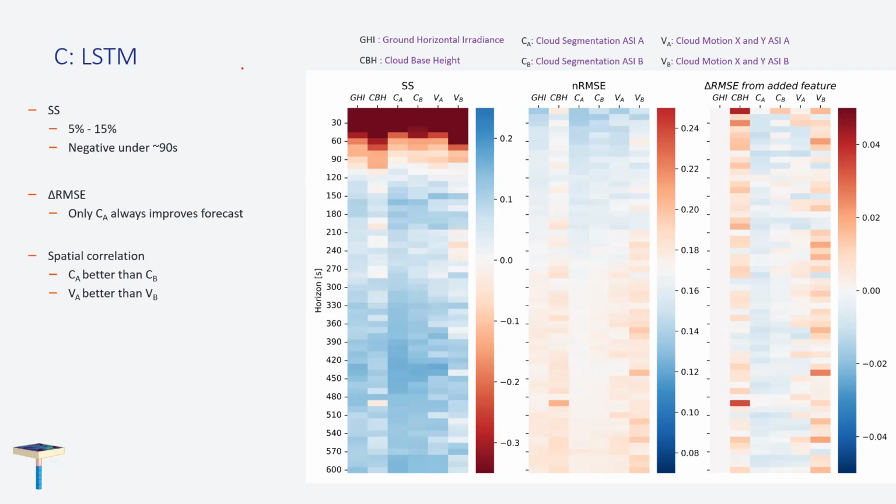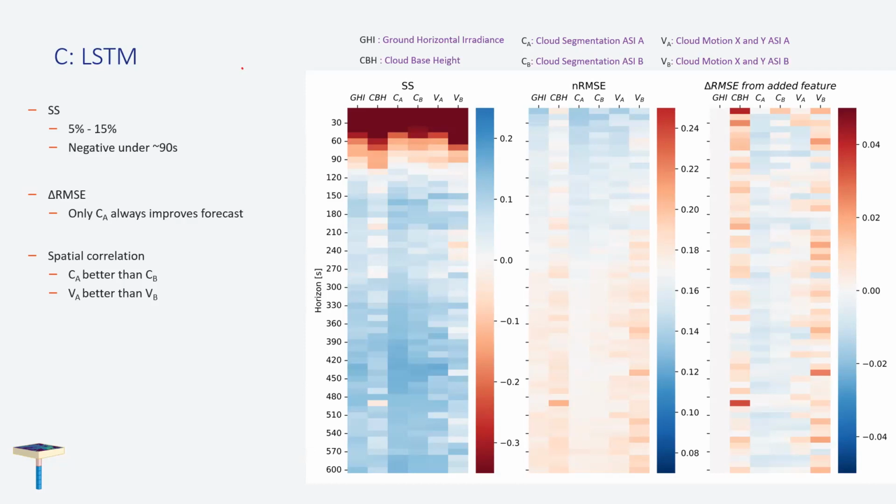And for the normalized RMSE, we can see that not all features contribute to the model. We can see that the cloud-based height, for instance, which might carry information about the cloud type, does not really perform very well, which is the second plot here. And the third plot shows the change in RMSE when you take a completely autoregressive model. So only GHI to GHI, and then you give it one of these other features.